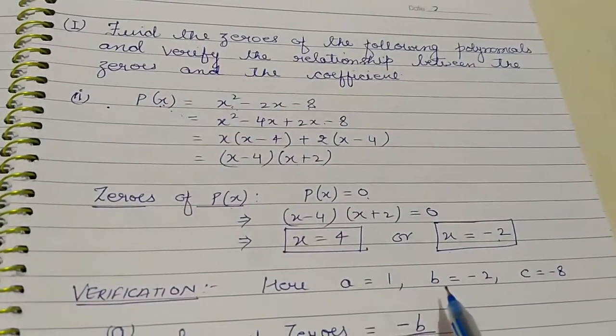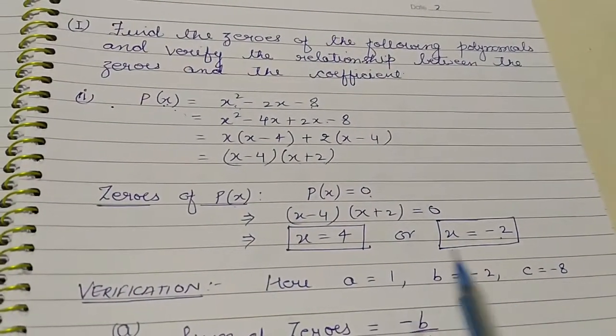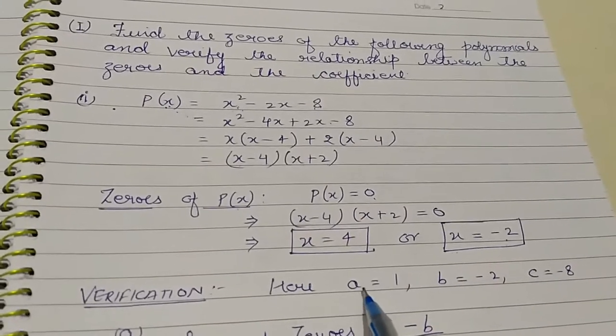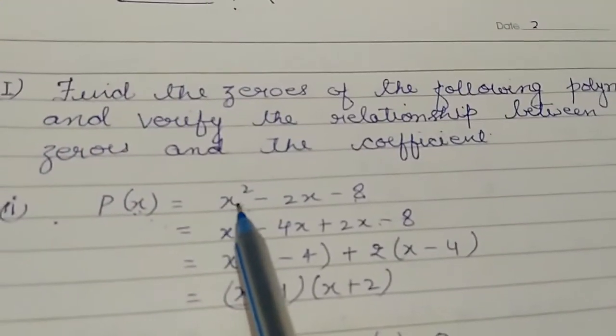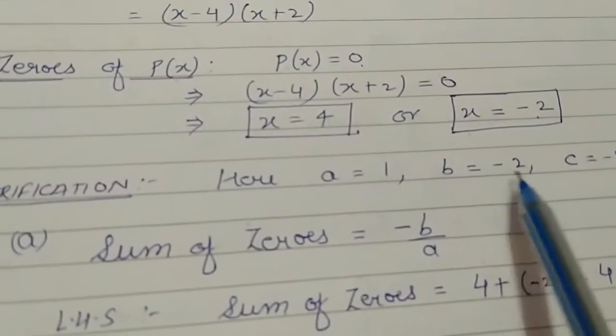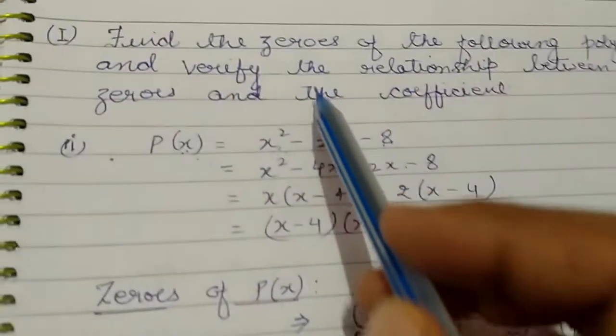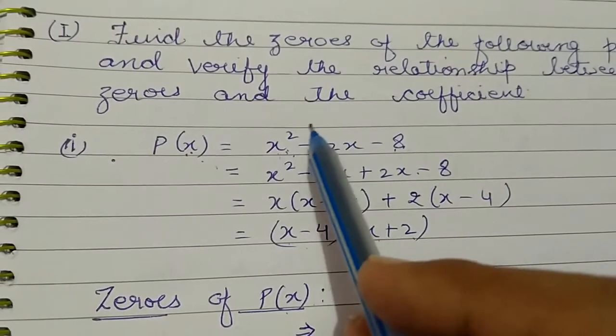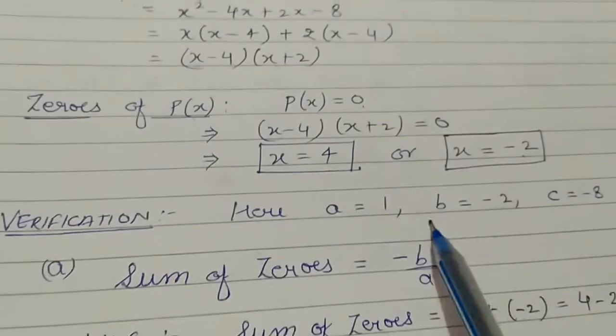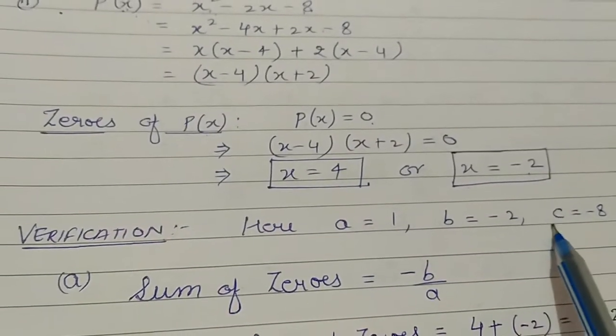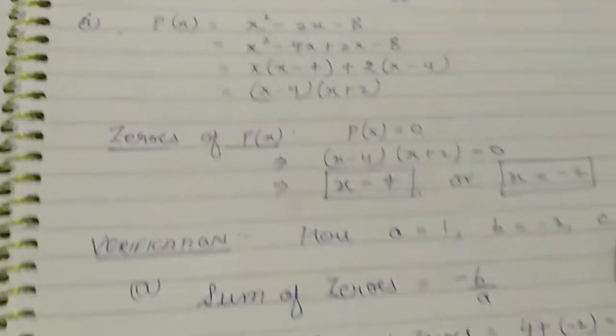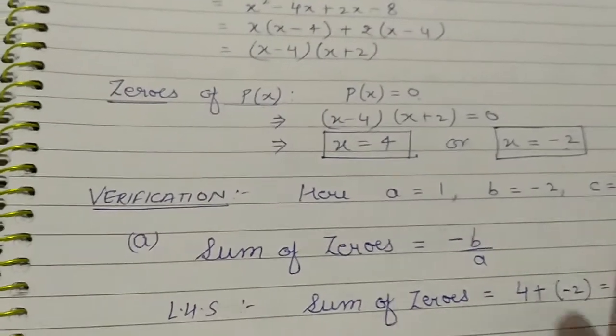Again, I am repeating the coefficients of the given polynomial. A means the coefficient of x square, and here the coefficient of x square is 1. B equals minus 2, that means the coefficient of x. The coefficient of x is minus 2, that's why the value of b equals minus 2. And c means the constant term, and here the constant term is minus 8.